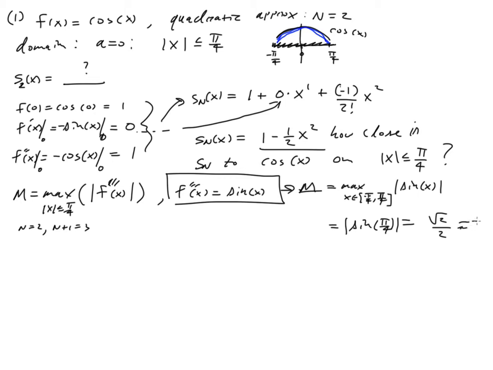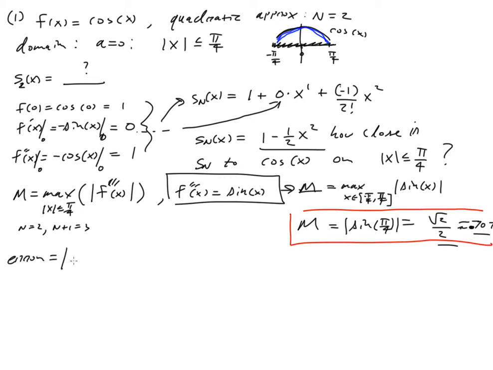This is approximately equal to 0.707. Okay, I checked that on the calculator ahead of time. All right, so that's what the value of our M is. So probably worthwhile to just circle that, and now we're ready to actually compute the bound. All right, so the error, which is equal to S2 of x minus cosine of x, is less than or equal to square root of 2 over 2. That's my M value right there, okay?